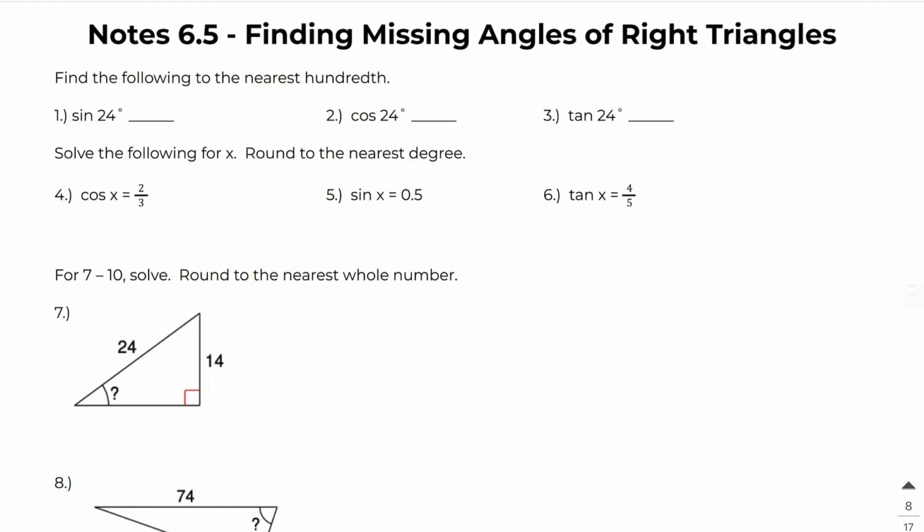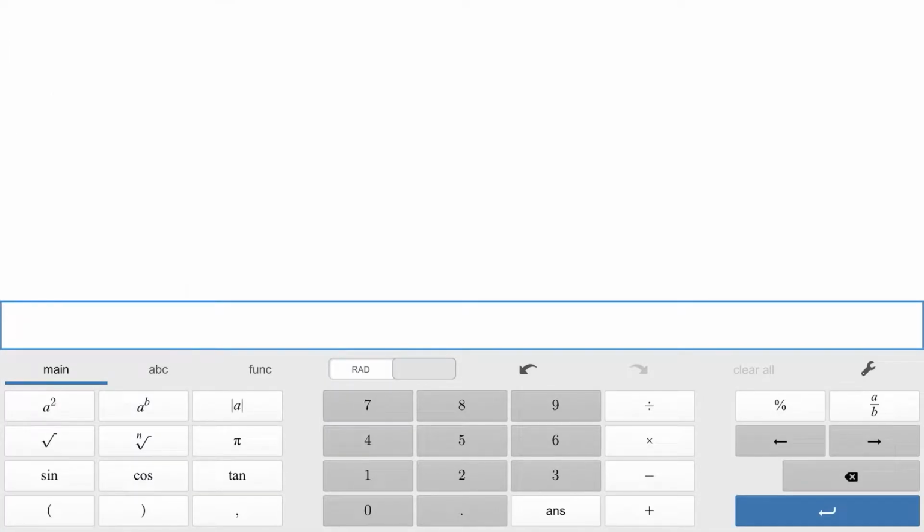Okay, so the first three questions ask us to find the following values rounded to the nearest hundredth. So let's go ahead and type these in. We're going to do sine, cosine, and tangent of 24 degrees. Again, make sure that you're on degree mode.